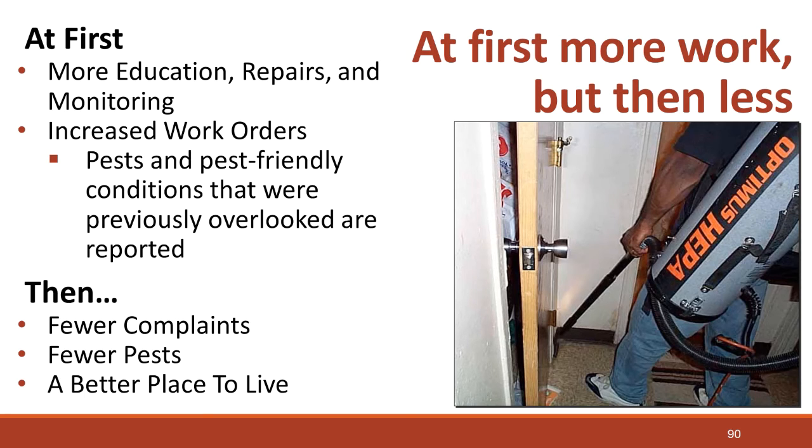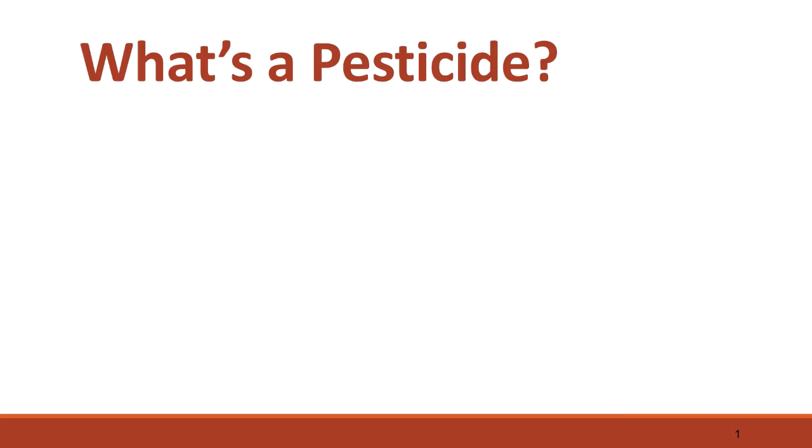remain low. The Boston Housing Authority states that at the beginning of their IPM program, a lot of repair work was requested because unreported problems were finally reported. But then, as the repairs were made and pests were controlled, they experienced fewer work orders than before the IPM program began. In an IPM program, sometimes the use of pesticides is necessary and appropriate.